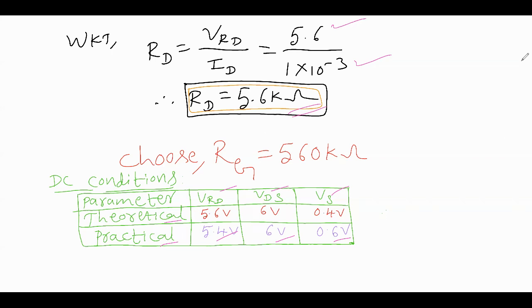So it is done. Now we can verify the table here. The theoretical and practical values are almost the same. Therefore, it is understood that the FET is working in the region where it is able to amplify the applied weak signal. Now let's move on to the circuit diagram.